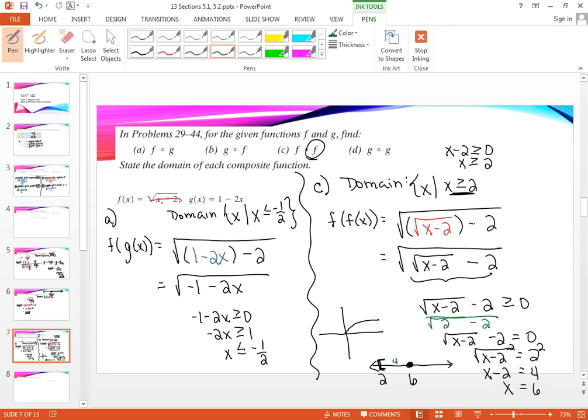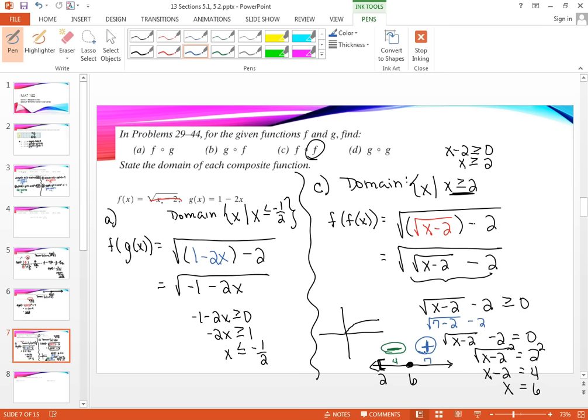The root of 2 is smaller than 2. This will be negative. And you can use your calculator if you're not cool with doing that in your head. That's totally fine. If you pick something bigger than 6, maybe say 7, you get the square root of 7 minus 2 minus 2. So that's the square root of 5. That's bigger than 2 because it's bigger than the square root of 4. So this is positive. Okay?